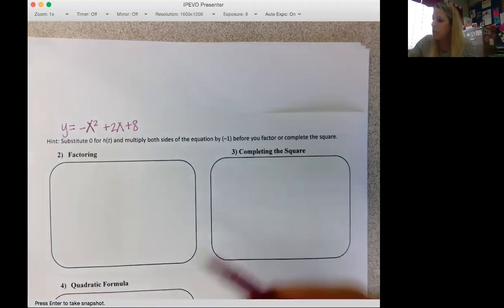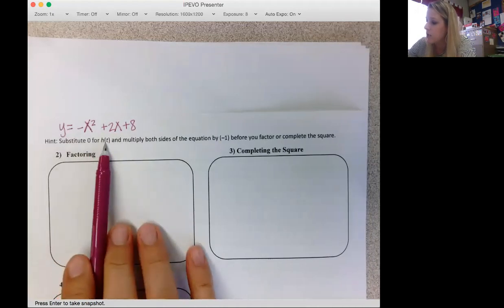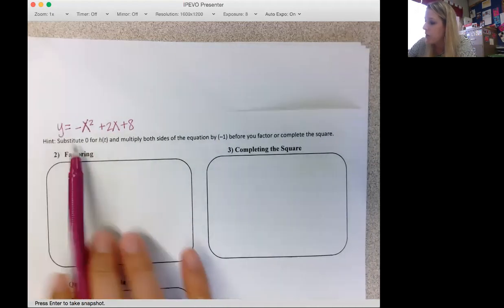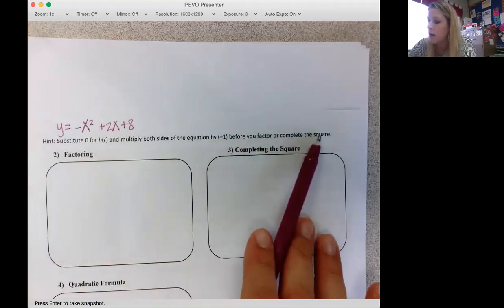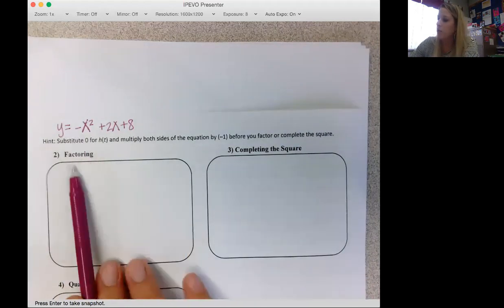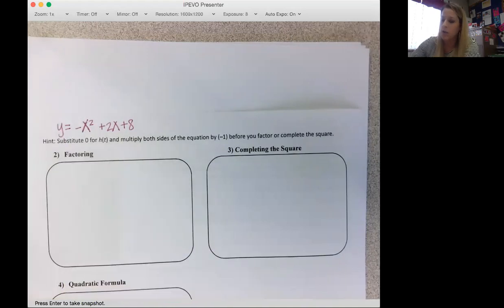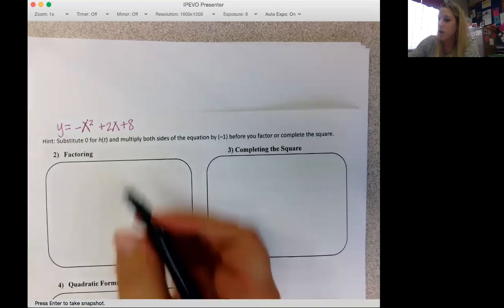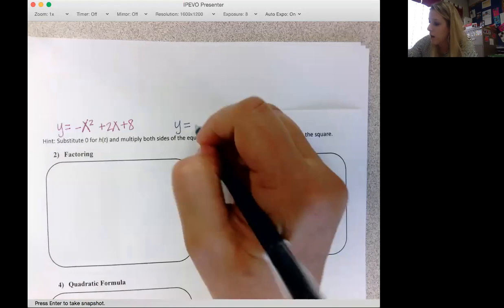So the first thing I want to do is read the hint here. It says substitute 0 for h of t, which is our y here, and multiply both sides of the equation by -1 before you factor or complete the square. So the hint is basically trying to tell us that we can't do factoring or completing the square when we have that -1 there. So what we could do is either divide it out or multiply both sides by -1 to get rid of it. So essentially we are just changing all of our values.